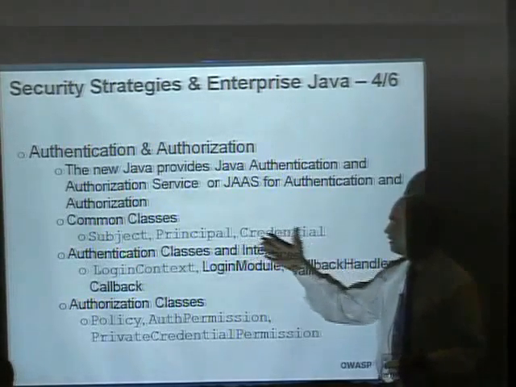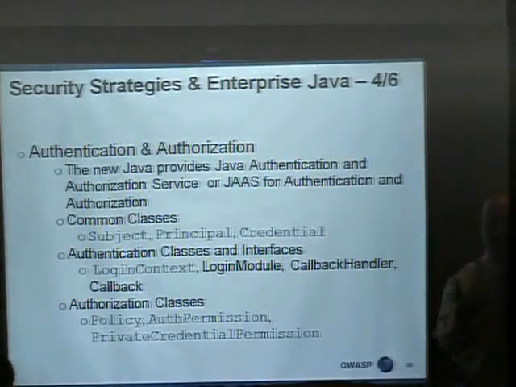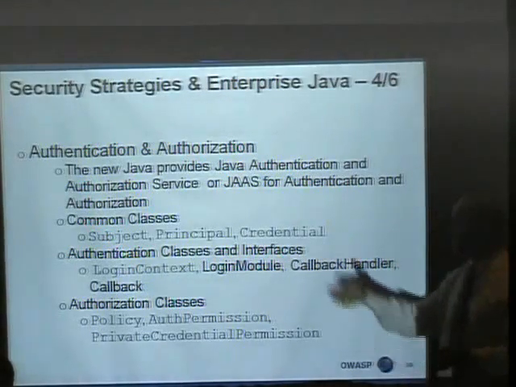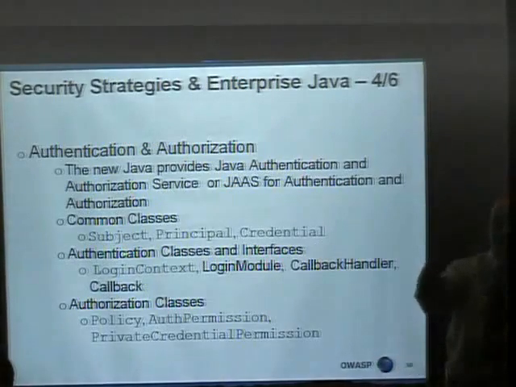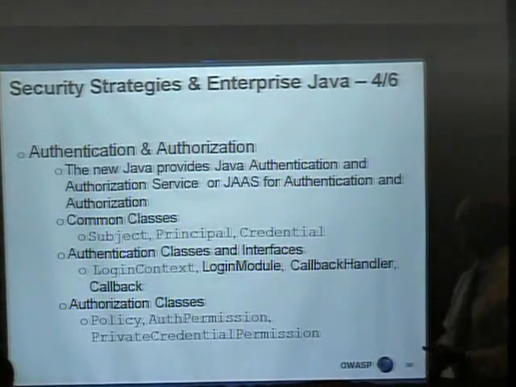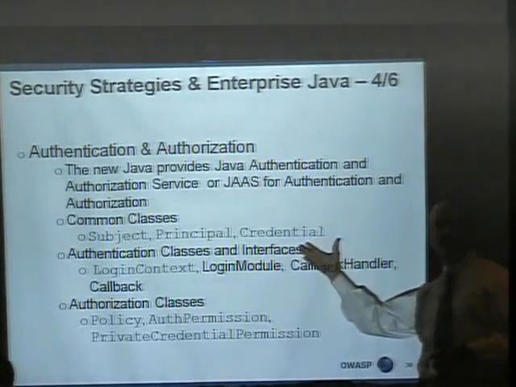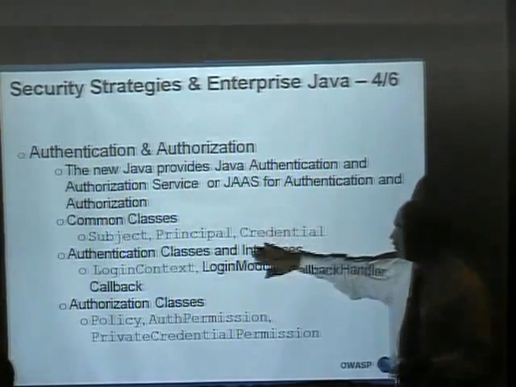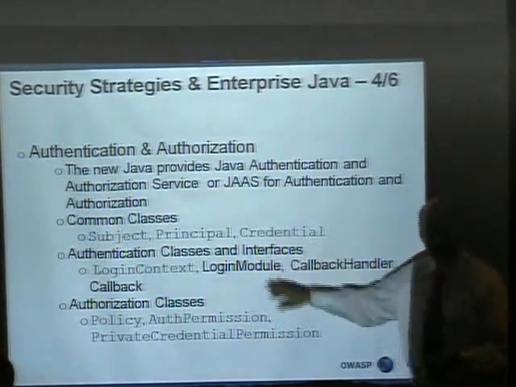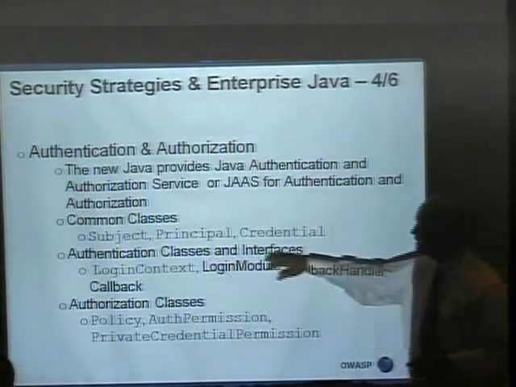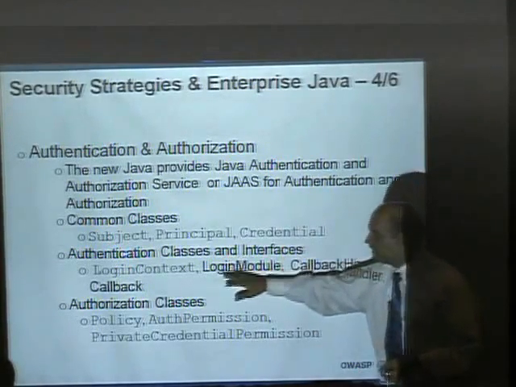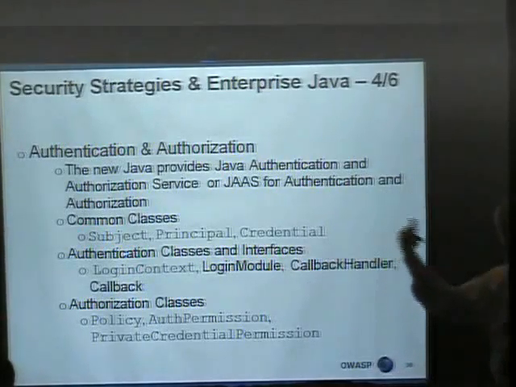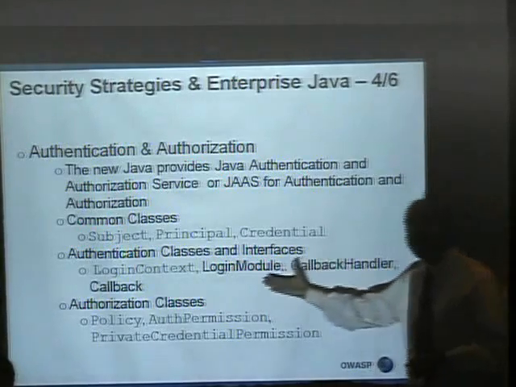A subject, a principal, and a credential. A subject is a person or a service who will be using the application. A principal is information about the service or the person who is using the application, and a credential is the security credential of that particular subject. That is applicable to both authentication and authorization. So these classes and interfaces come into picture when something is being authenticated, and are then appropriately handled.